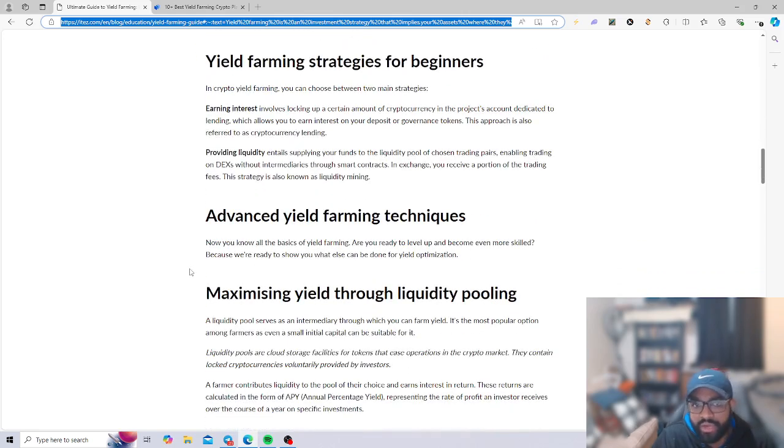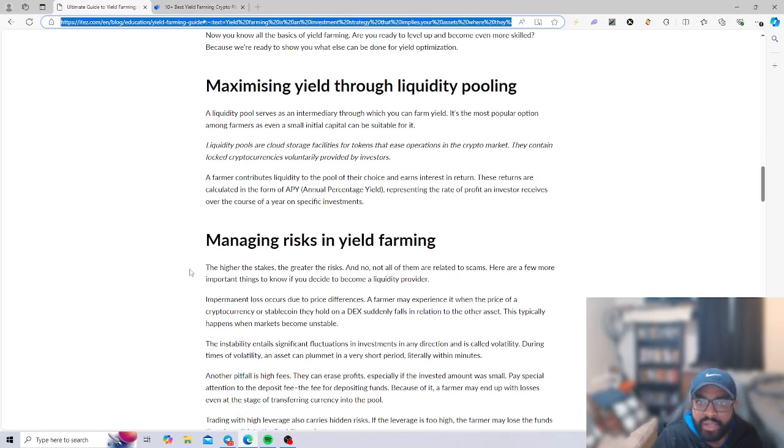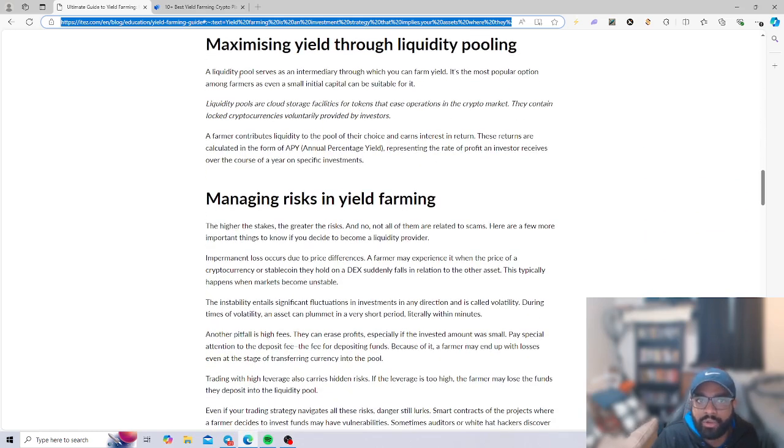So, yield farming strategies for beginners: earning interest involves locking up a certain amount of cryptocurrency. We went over that before. You provide liquidity and then you maximize yields. A liquidity pool serves as an intermediary through which you can farm. It's the most popular option among farmers, and even a small initial capital can be suitable for it.